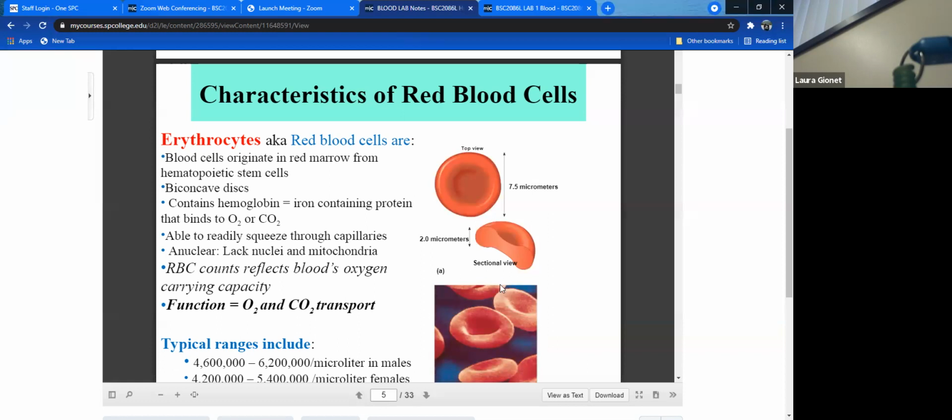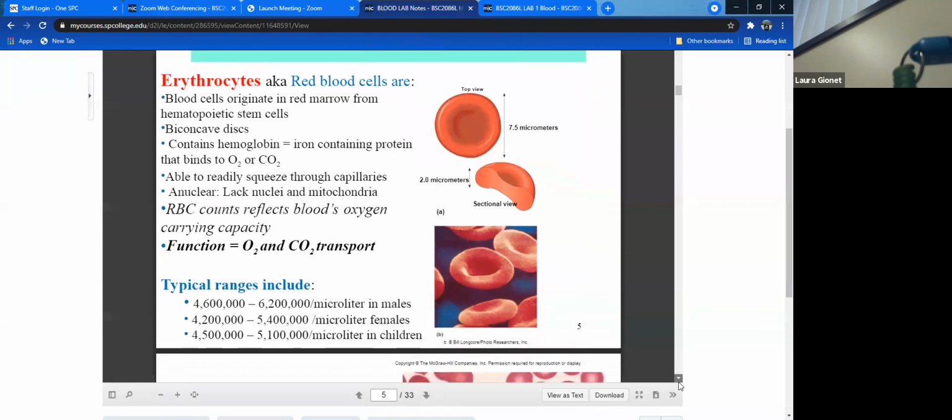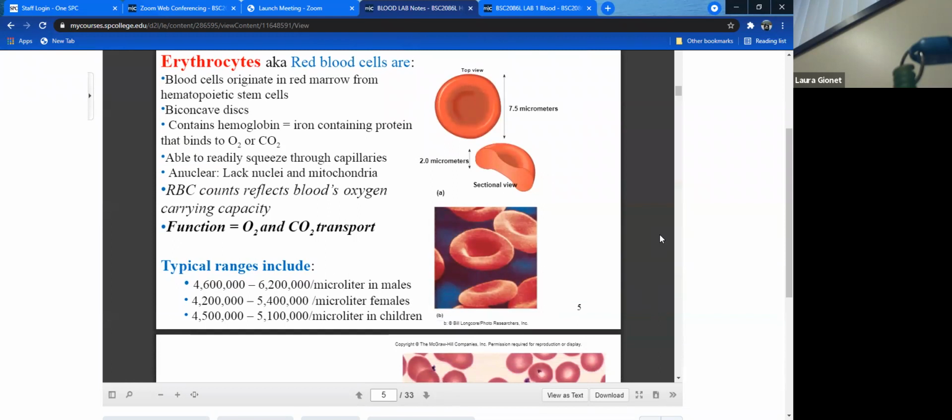The red blood cell count, the number of red blood cells per microliter of blood, has a direct correlation to the amount of oxygen that you're carrying. So the number and quality of red blood cells is a direct indication of the blood's oxygen carrying capacity. Functionally, it transports oxygen and carbon dioxide normally, most of the time. It can bind to other molecules like carbon monoxide, but that would be abnormal. Typical range is about 5 million per microliter in males, females, and children. So around 5.